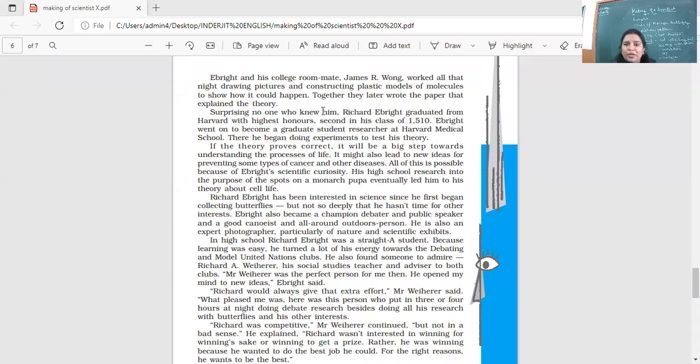Surprisingly, no one knew him. Richard Ebright graduated from Harvard with highest honors, second in his class of 1510 students. Ebright went on to become a graduate student researcher at Harvard Medical School. There he began doing experiments to test his theory. So there was no surprise at all that he is such a brilliant student. He's such a hardworking student that he was bound to be there. So he came second in his class, and then he went on to Harvard Medical School. And there he carried on with his experiments, because he wanted to test his theory.